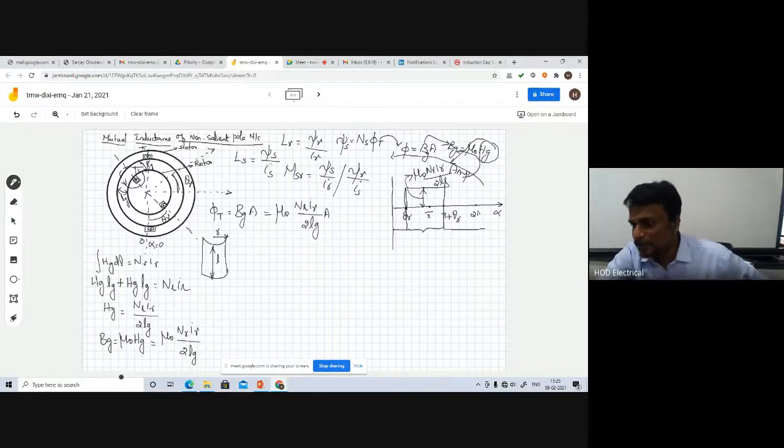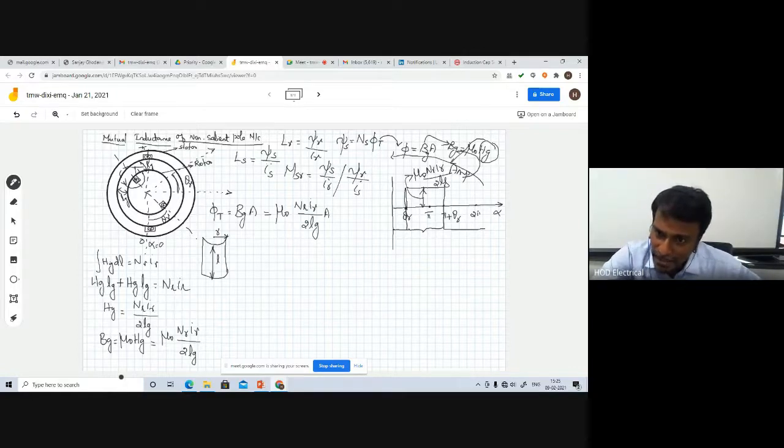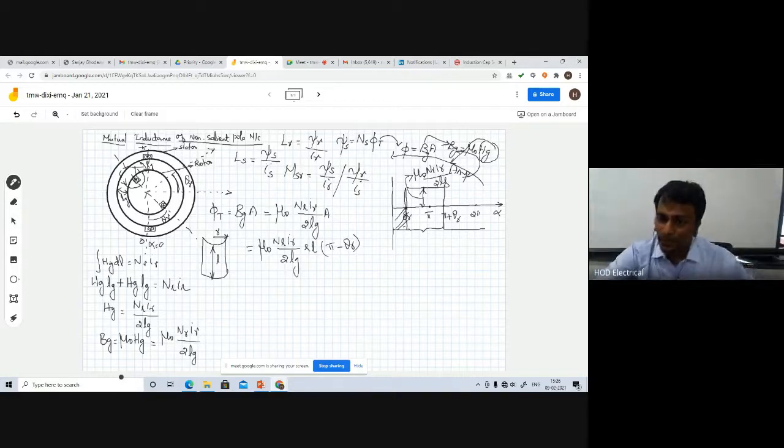How will we find this region? This is the region where it starts from pi minus theta. So how will we write this area now? We will write it as mu naught Nr Ir divided by 2Lg. Then the area, how will we write? Radius into length, then pi minus theta. Then in this portion, what happened? This is the negative side, so we have to subtract.